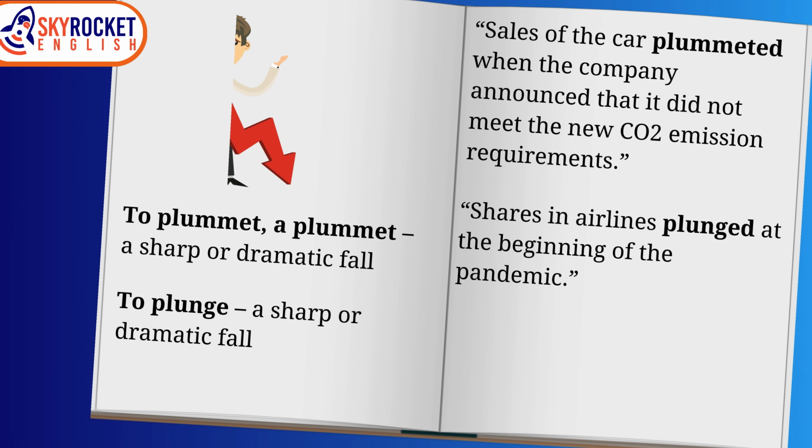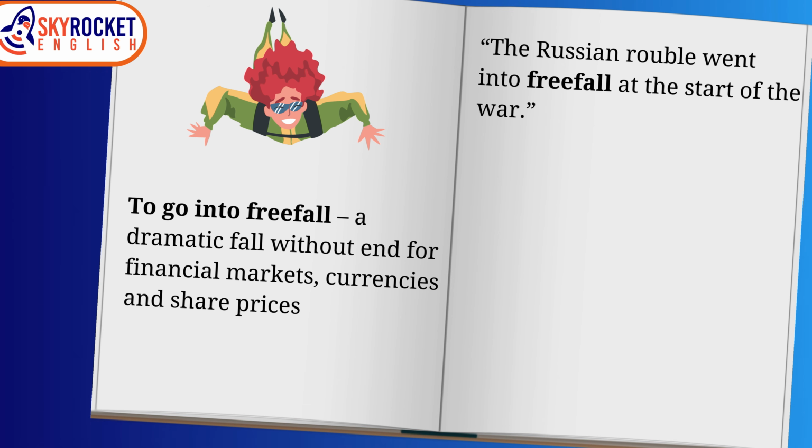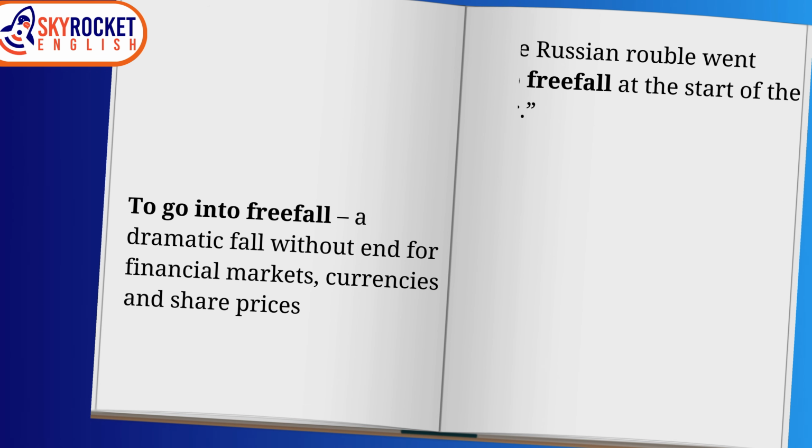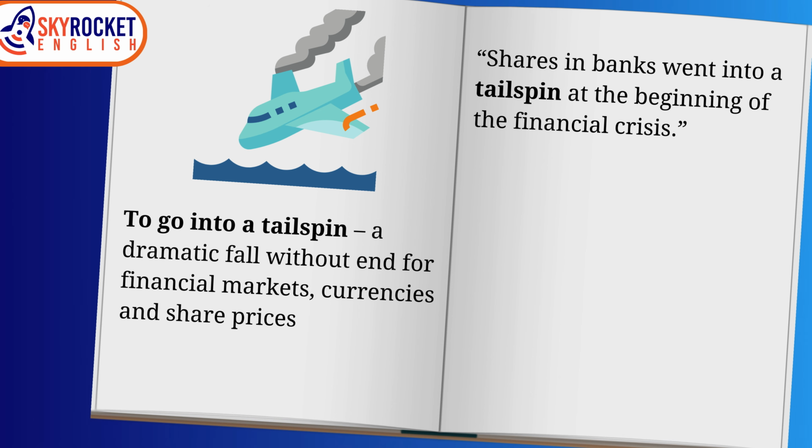Fun expressions for dramatic decreases include to go into freefall. To go into freefall is used for financial markets, currencies, and share prices when the value of something falls without end. For example, the Russian ruble went into freefall at the start of the war. Another one is to go into a tailspin. In the physical world, we use it as an expression when a plane falls out of the sky. In data, we use it to refer to financial markets when the value of a currency or shares crashes. To go into freefall and to go into a tailspin.